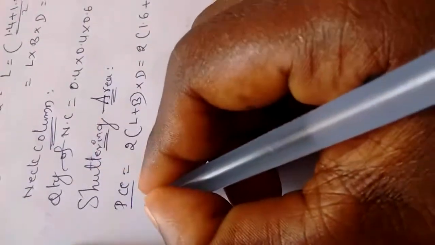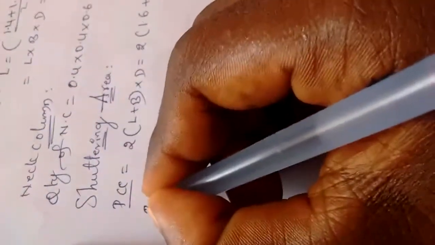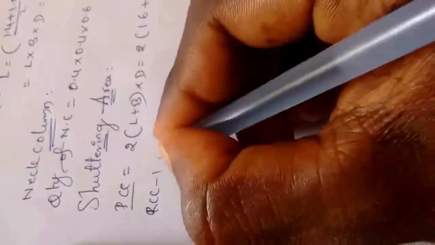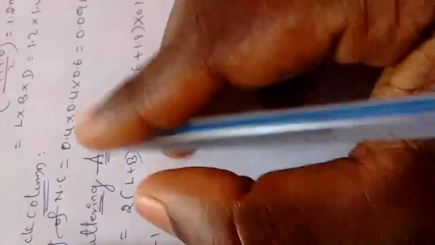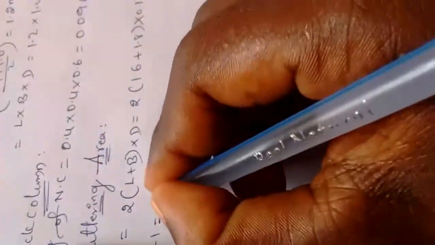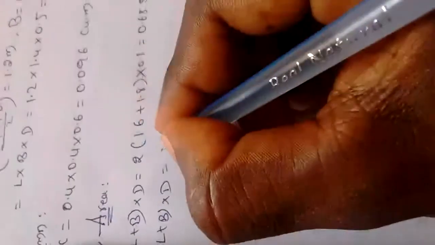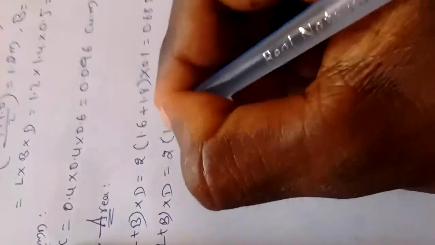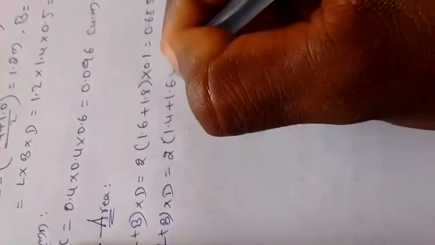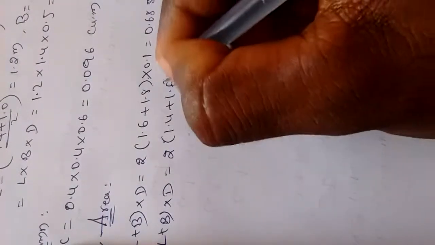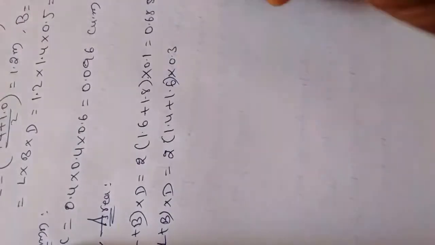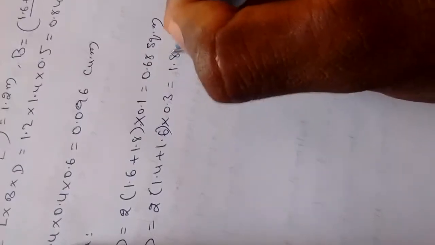Next, shuttering area for RCC footing part 1 equals 2 into (L plus B) into D. Substitute all values: 2 into (1.4 plus 1.6) into depth 0.3 meters. Total you get 1.8 square meters. Shuttering area unit is square meters.